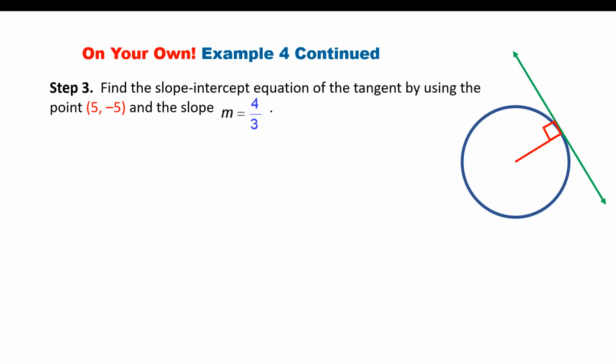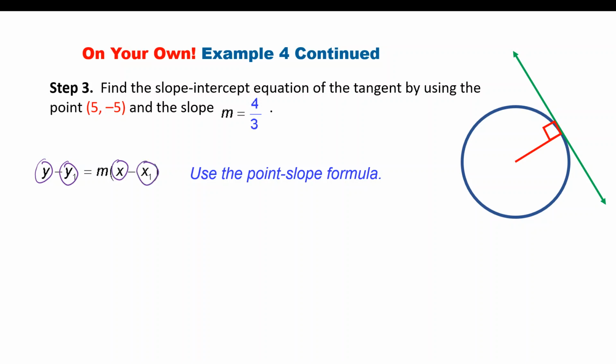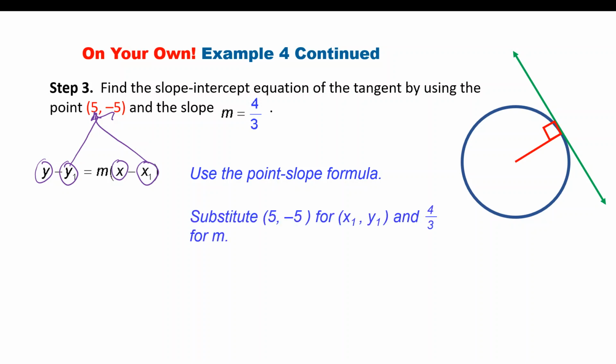And that is a very easy formula for us to use, so let's remember what it is. The point slope formula is written here: y minus y1 equals the slope times x minus x1. So our y's are going to be right there. My x is right there. So let's go ahead and substitute that in. And when we do that, we see y plus 5 equals 4/3 times x minus 5.